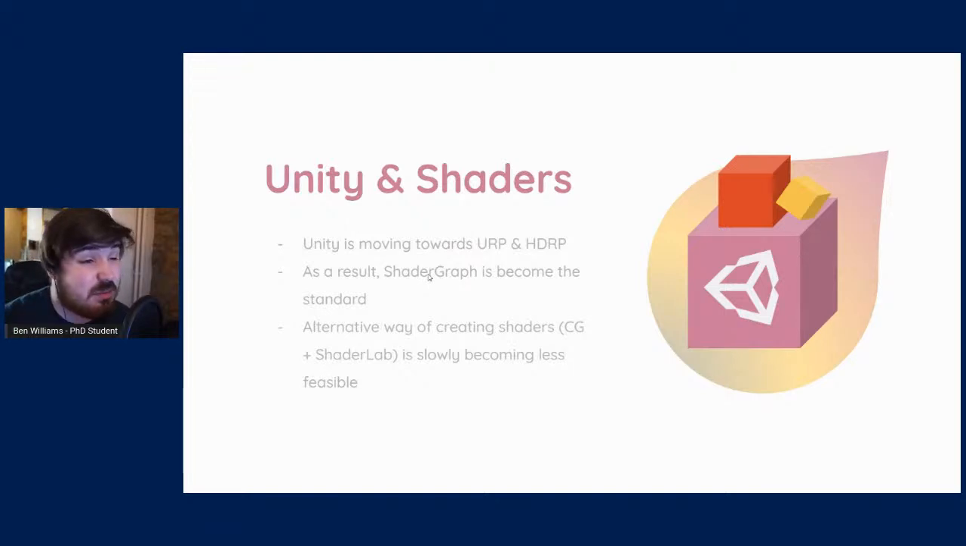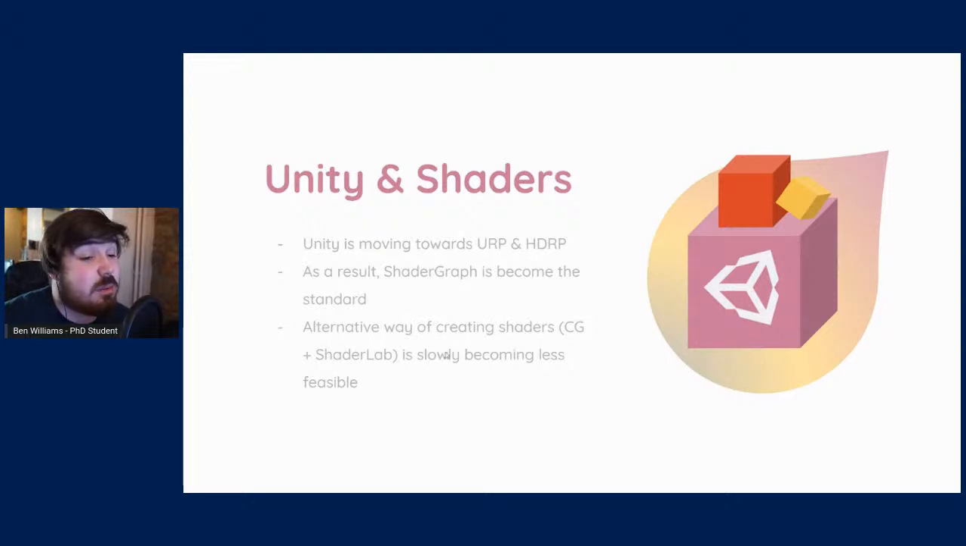It's intuitive. It just makes sense. And I'll show you what I mean in the next few slides. The alternative way of creating shaders is by actually writing code. So CG plus Shader Lab. There's other types of doing it, like GLSL and transpiling to something like HLSL. There's all kinds of different ways of creating shaders.